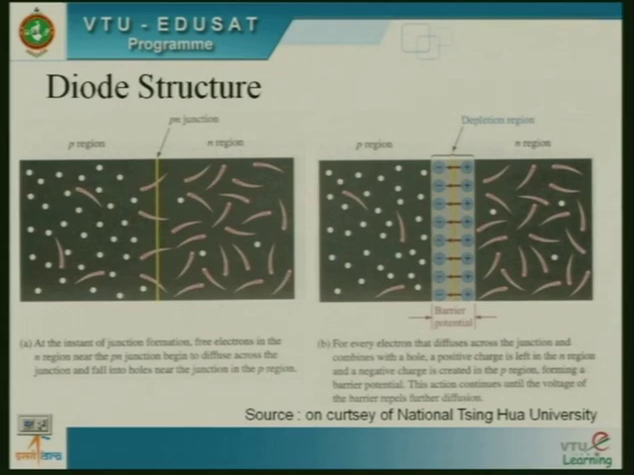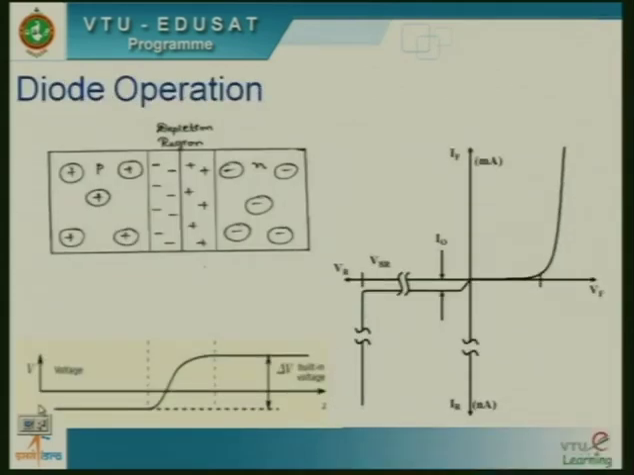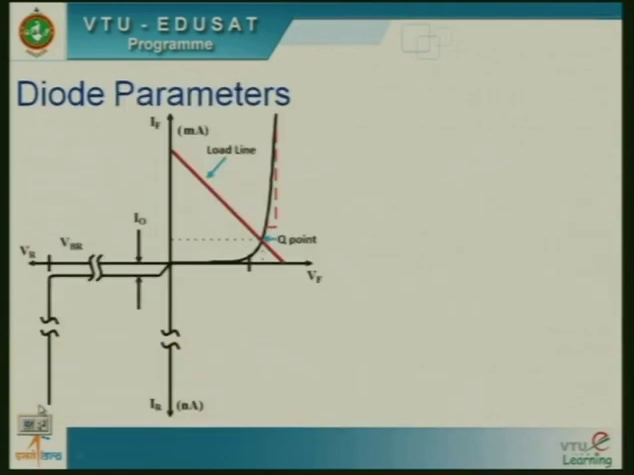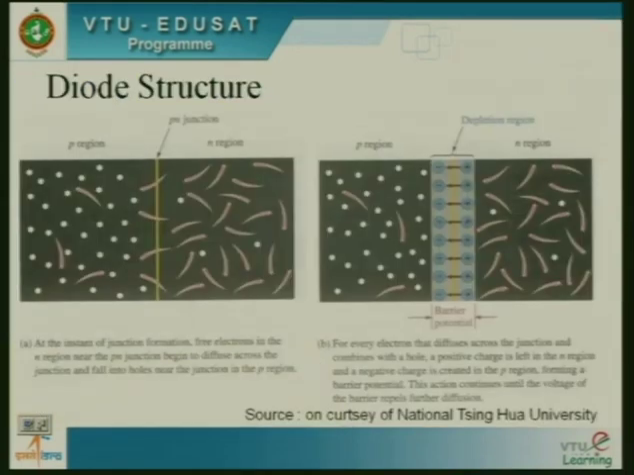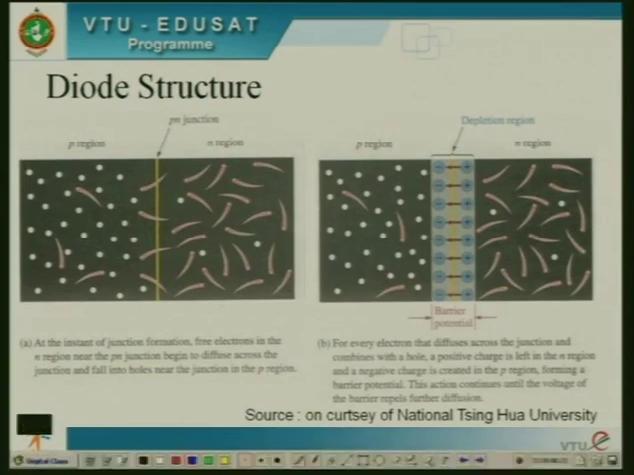During this diffusion process, the diode formation follows 4 steps. One is diffusion, the second process is the depletion region, and the third is drift and the equilibrium state.